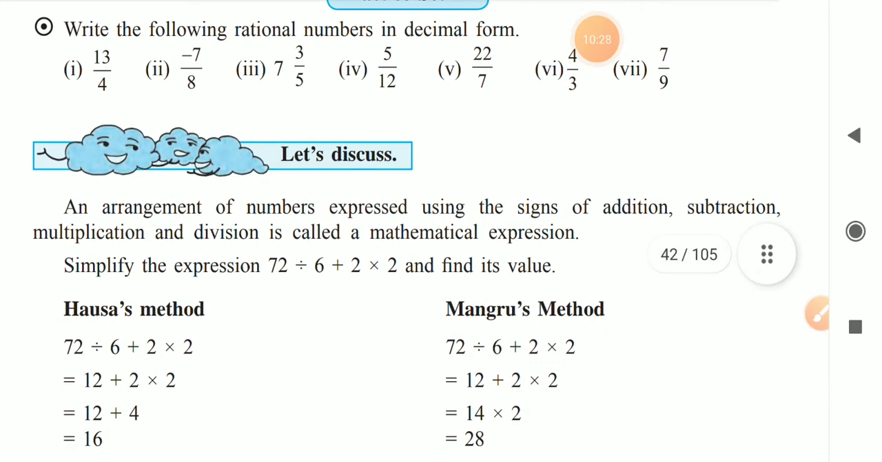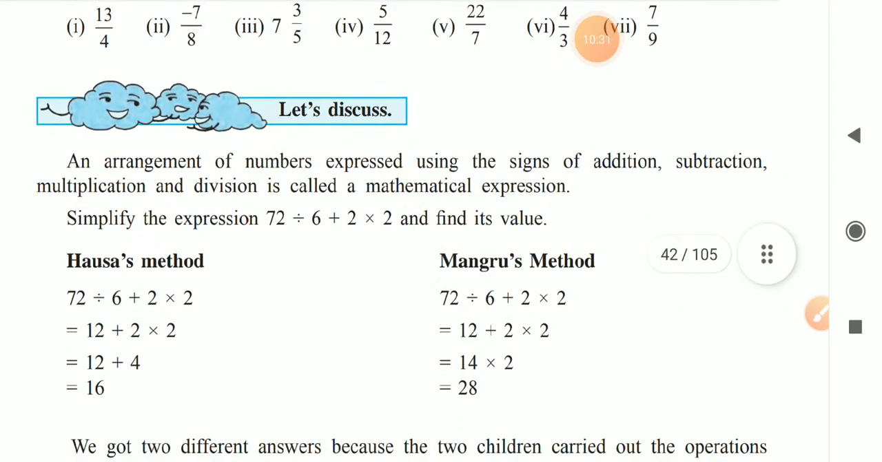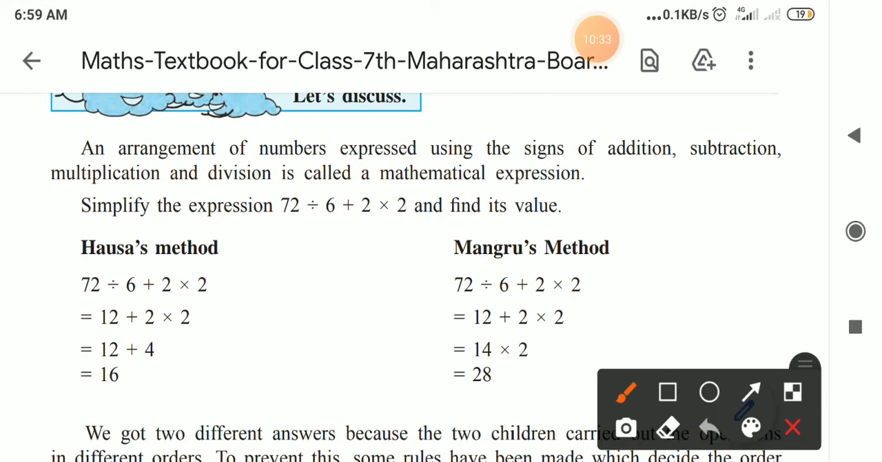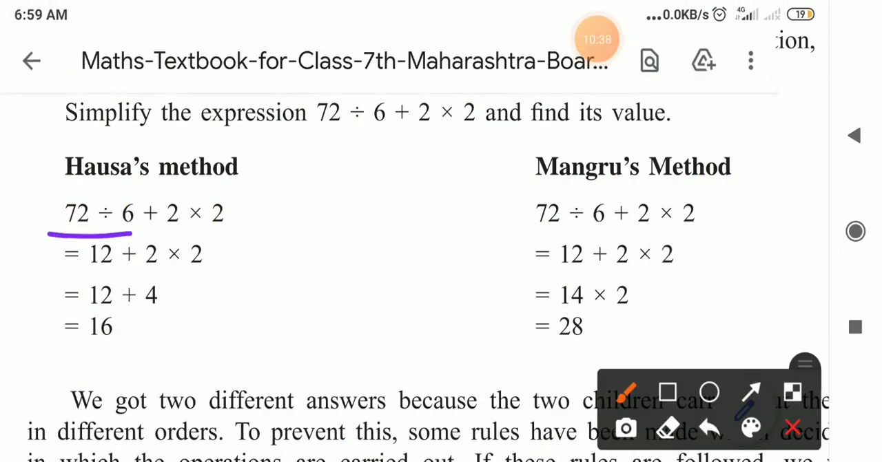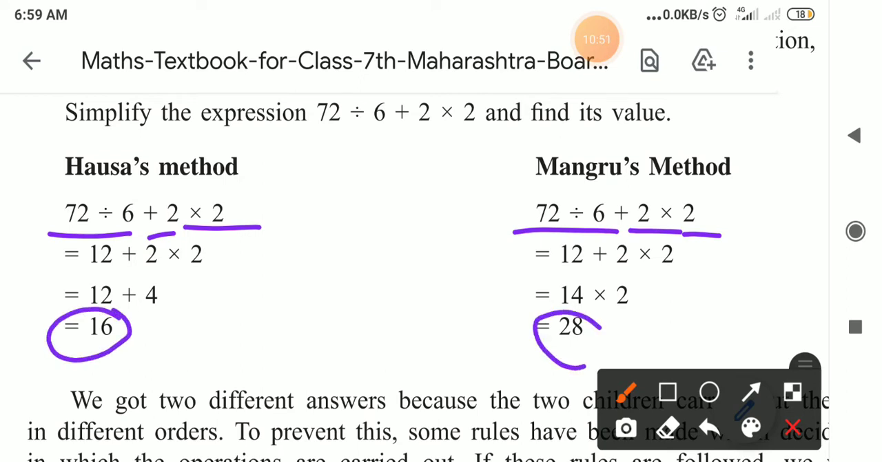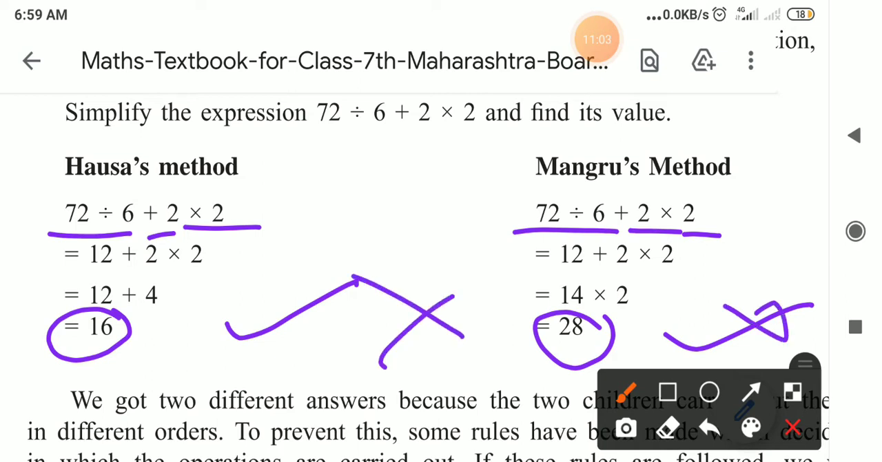Now let us discuss the order of operations. Here two operations are there. The example is 72 divided by 6 plus 2 into 2. When Hausa solved this example, she got the answer 16, and Mangru's answer is 28. Then whose answer is correct and whose answer is wrong? That we have to decide.